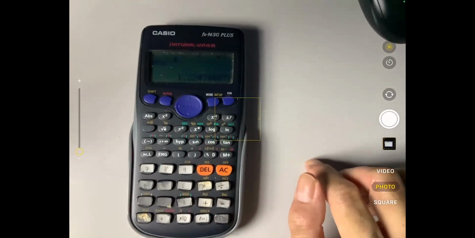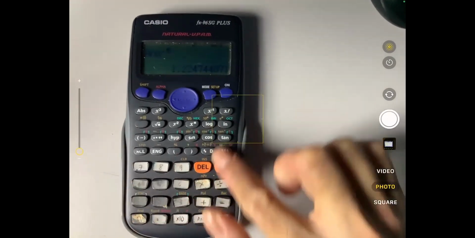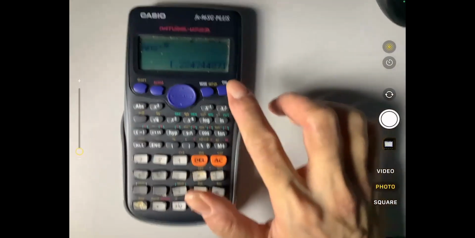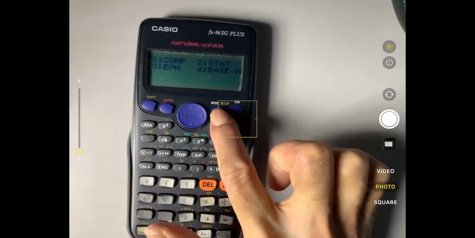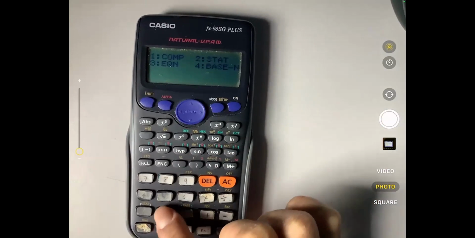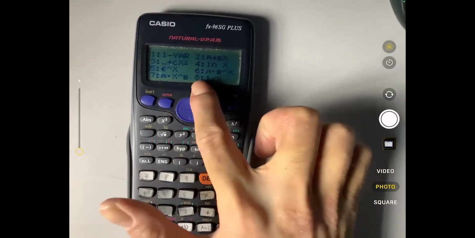Then actually there is a way for you to find the standard deviation. You just need to go to STAT mode. Press mode here and press number 2. Just choose one variable. One variable is okay.